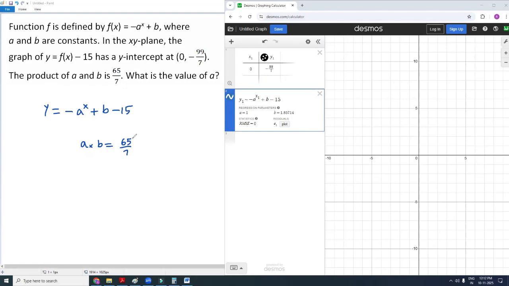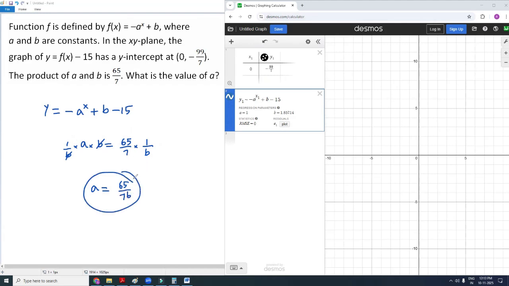Okay, so here we can solve either for a or b. Since our aim is to get the value of a, let's solve for the constant a in this equation. For that, we have to multiply both sides of the equation by 1 over b. Then this b will cancel out. 1 times a is a. On the right side, 65 times 1 is 65, divided by 7 times b, which is 7b.